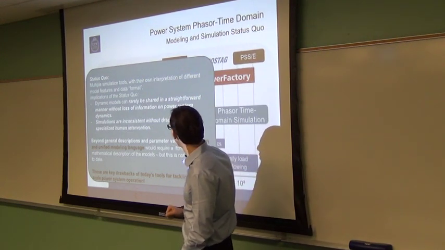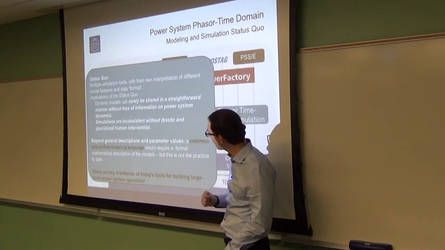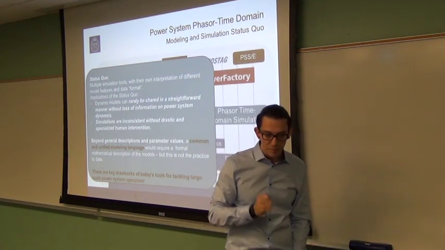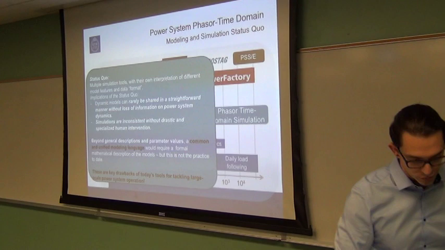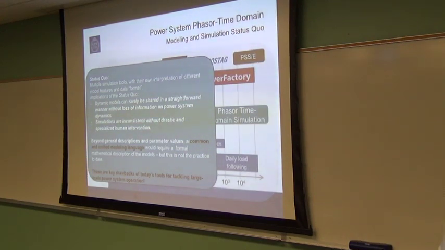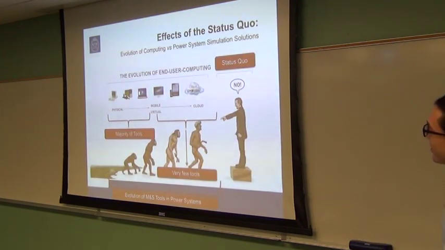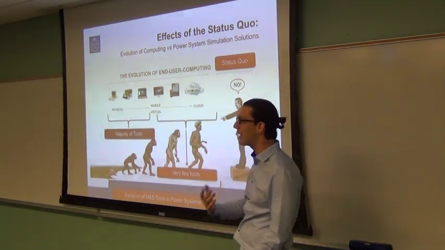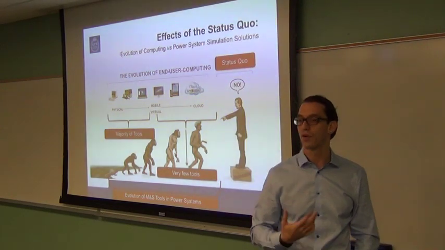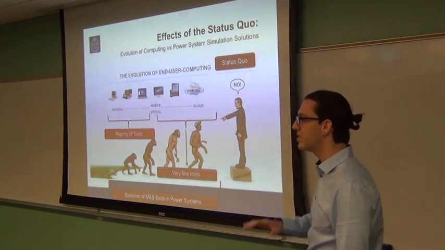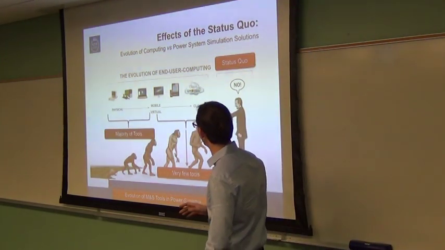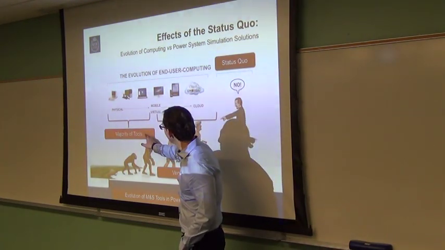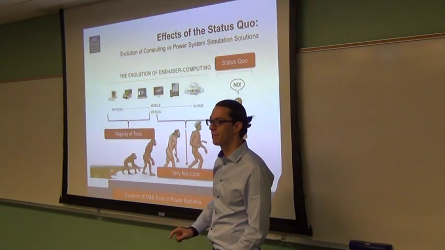So beyond these general descriptions, we actually need a common and unified modeling language that gives you a strict mathematical description of the models. And these are the kind of drawbacks that we get. But the effect of this is that it's very, very hard to take advantage of modern computing technologies. This is one example with end-user computing, and it's pretty difficult to get anything that is not standing on a laptop.